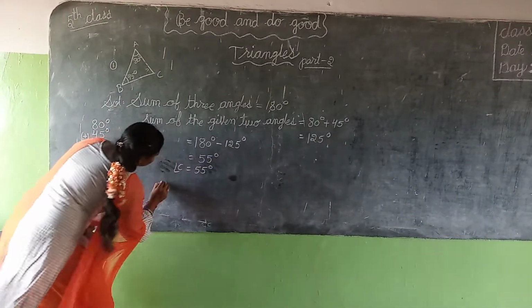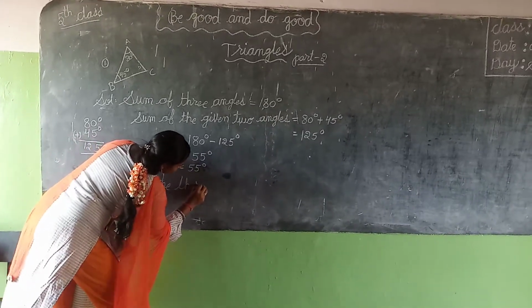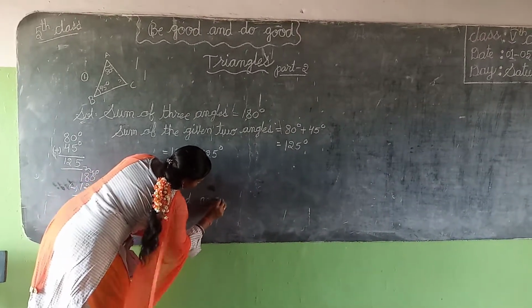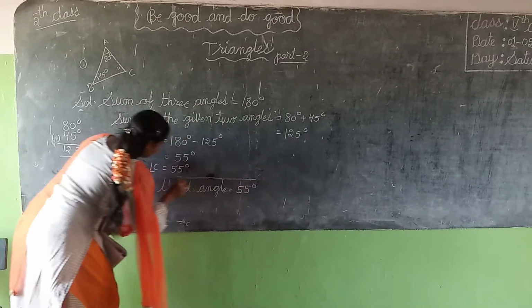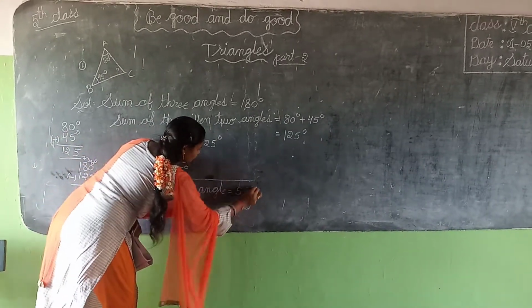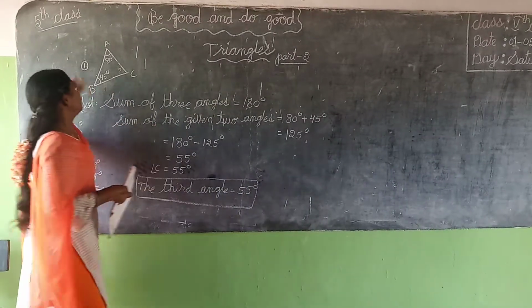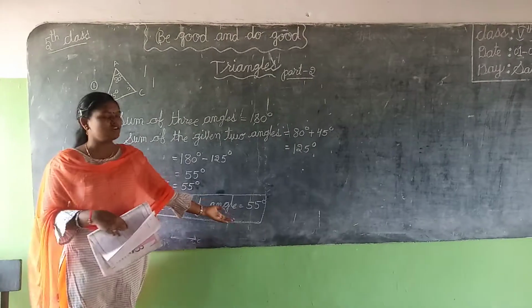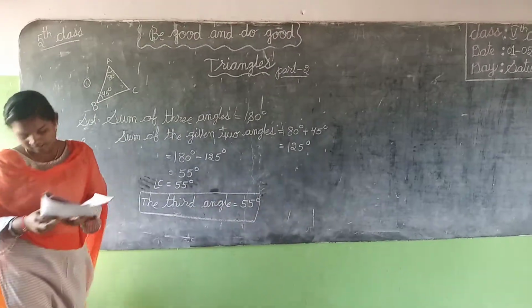That means the third angle is equal to 55 degrees. This is the third angle. Okay, Amma. What is this question? Two angles are given, and the third angle is to be found. So angle C is equal to 55 degrees. Okay, noted, and next, draw the second diagram also.